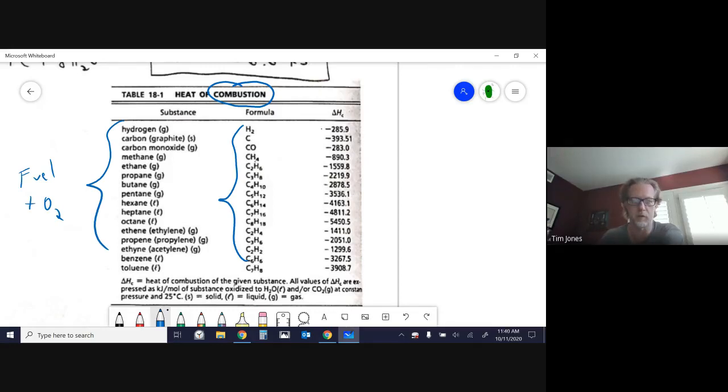And then notice these are the delta H's. And look at, they're all negative. That's no surprise. This is a fancy way of saying burning stuff. Burning stuff always produces heat, and that is shown by the negative enthalpy values on this chart. So it actually makes sense.